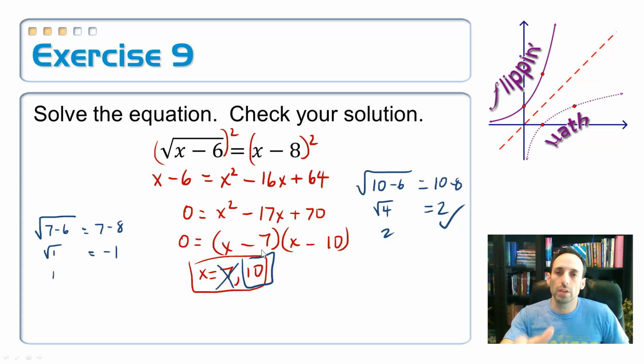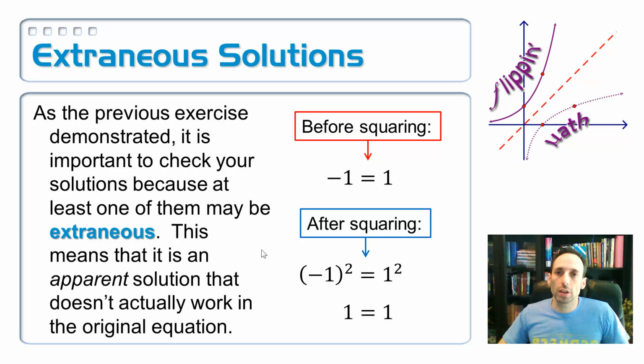So that was an example of when it does pay off to check your answer, because sometimes you can get extraneous solutions. And so as you saw from that example, here it is summarized. Basically, before you squared both sides, you would have stuck your number in and gotten something like negative 1 equals 1. If you were to square both sides of that, negative 1 squared equals 1, 1 squared is equal to 1. Now that number that you originally stuck in looks like it works, but it didn't work before you squared it, and that's why it's extraneous.